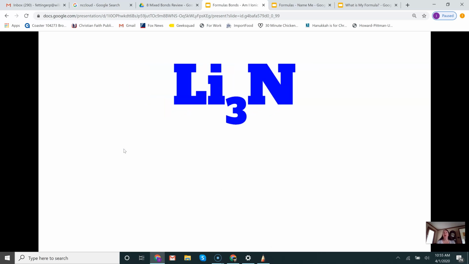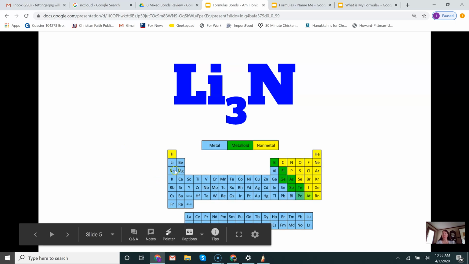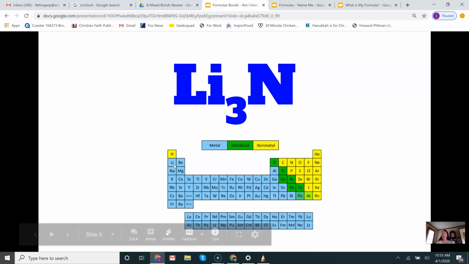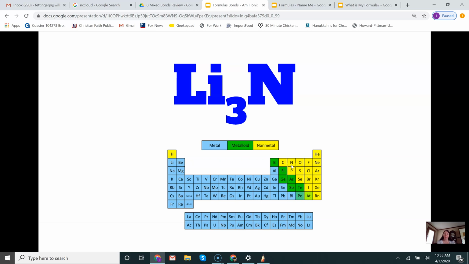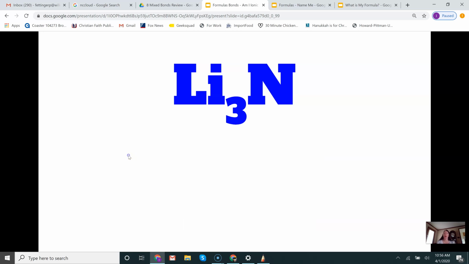Okay, then we have Li3N. And looking at our periodic table, we see lithium on the left, nitrogen on the right. So you have a blue and a yellow, if you want to say it's a metal and a nonmetal, or you can say I crossed the stairs. Either way, that makes it ionic. So we have an ionic bond.